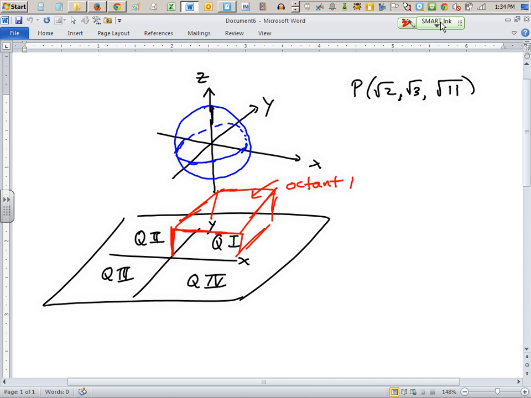And I honestly don't remember how they're numbered. If they go 1, 2, 3, 4 around counterclockwise again, and then the bottom ones are 5, 6, 7, 8. It doesn't matter what you call them. The point is, this particular point is in octant 1, right? It's the positive, positive, positive octant. Okay.